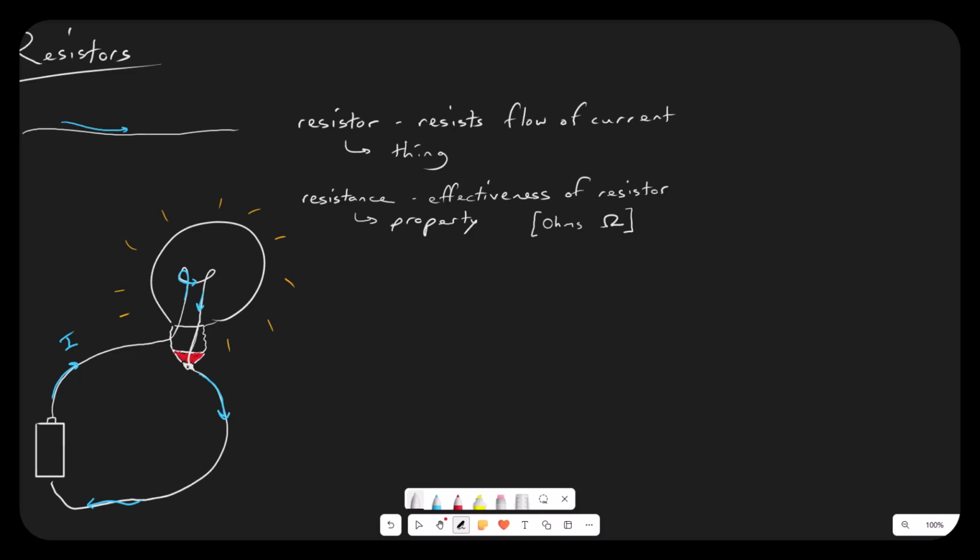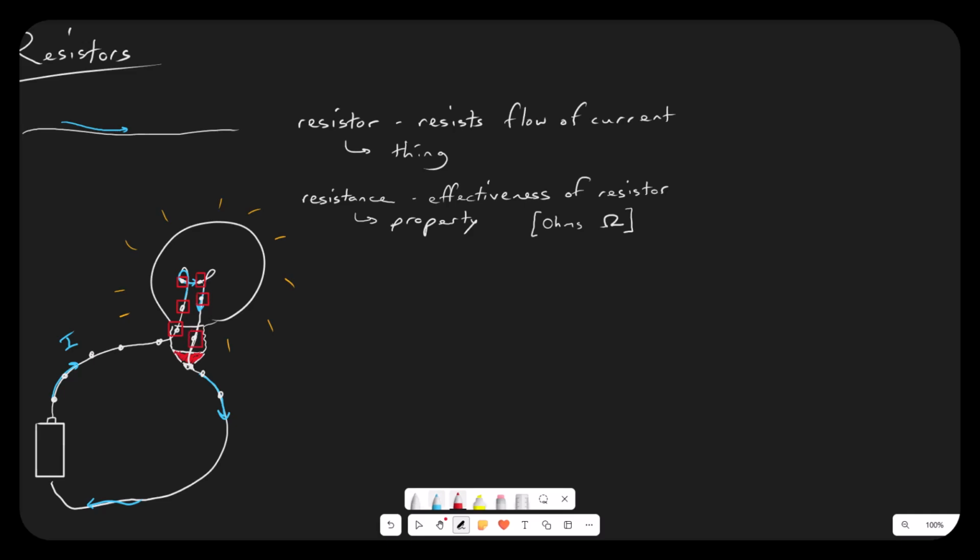Now I did say before that you can think of current as a chain of charged particles, each one taking the next location. What this resistor does, effectively, is make it more difficult for each of the charges within itself for each of those spots to be vacated. It kind of holds on to those a little bit tighter.